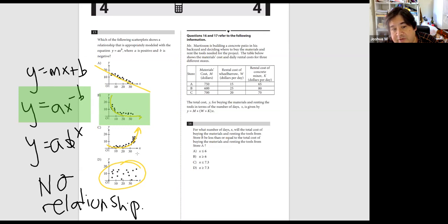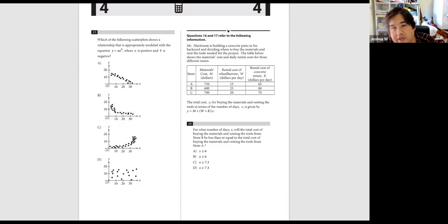If you haven't done best fit lines, remember it's any mathematical formula we've learned so far. When you collect data, you have to think, oh, which one is it more like: a line, negative exponent, exponential equation, or no relationship. Okay, future STEM workers. 16 and 17, let's keep going.